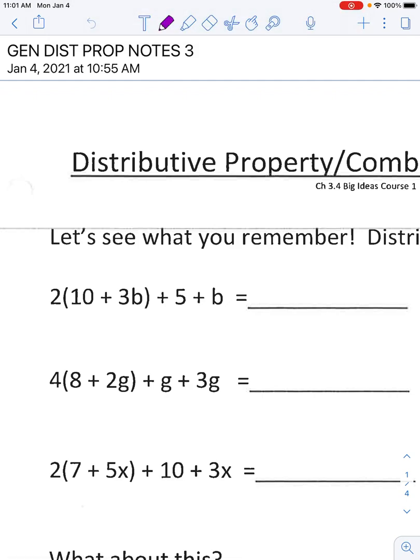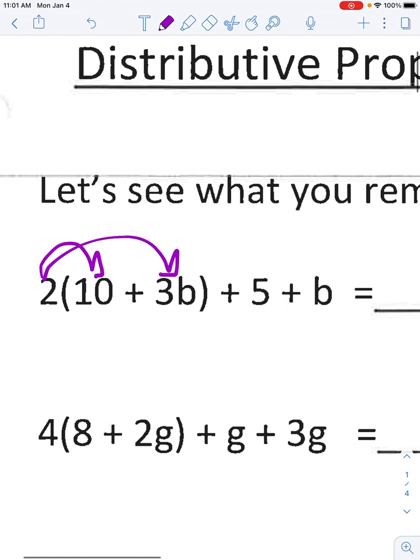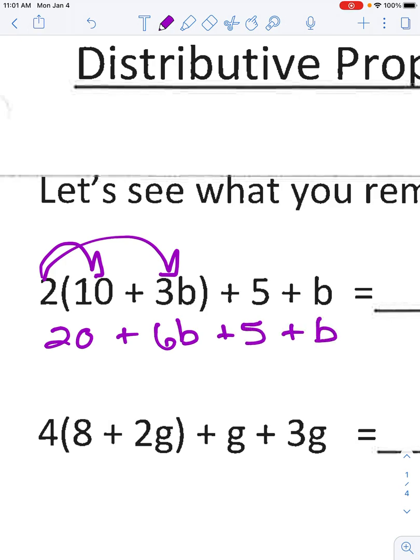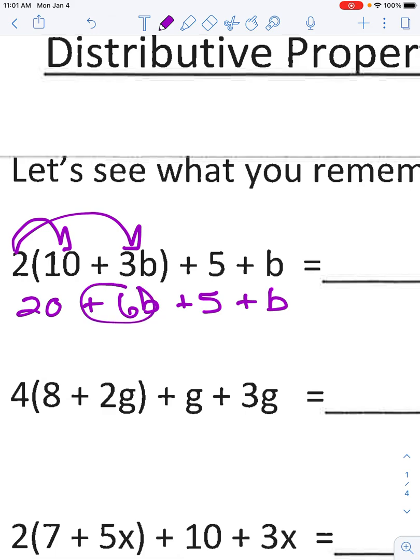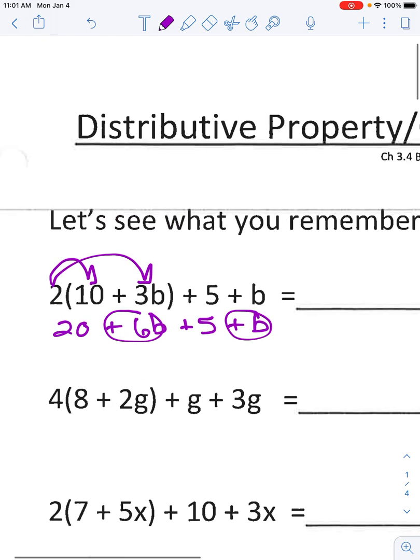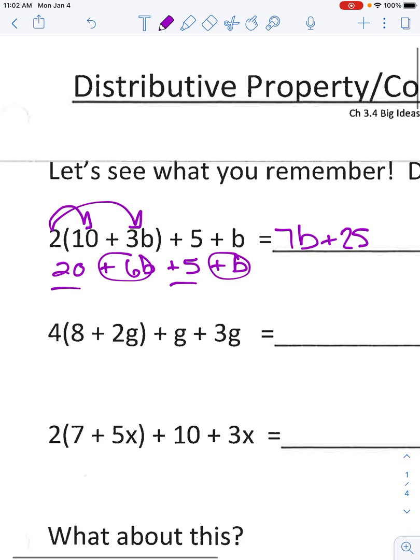Remember, the number on the outside of a parentheses means multiply. Distribute means whatever you're multiplying on the outside, you multiply by both numbers on the inside of the parentheses. So on this first one, we have 2 times 10, which gives me 20, and 2 times 3b, which gives me 6b. Bring down anything that was not inside the parentheses, and then we can combine like terms. We have a 6b plus 1 more b, which gives me 7b, and 20 plus 5 gives me 25.